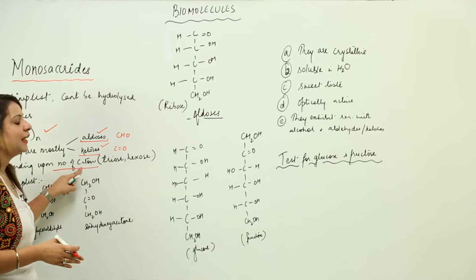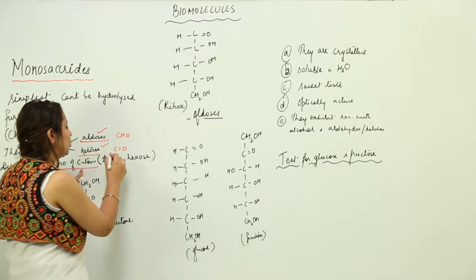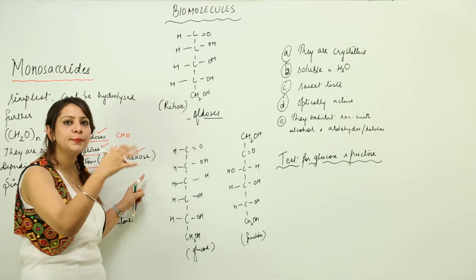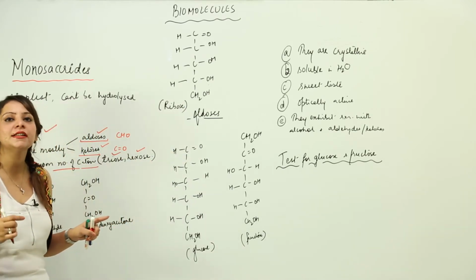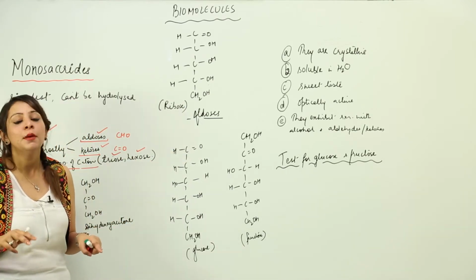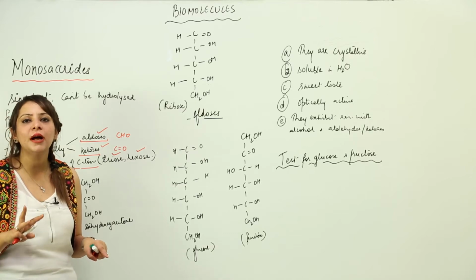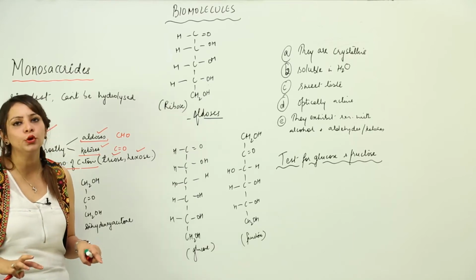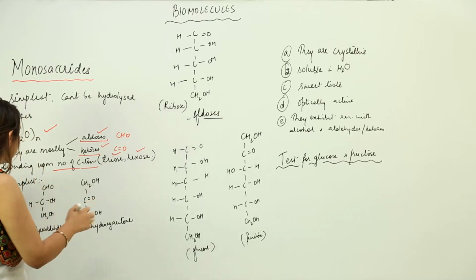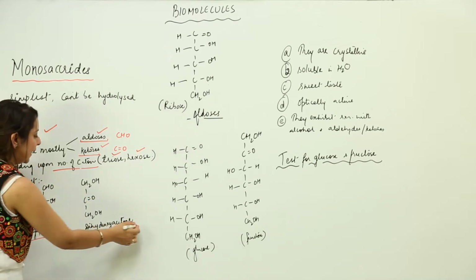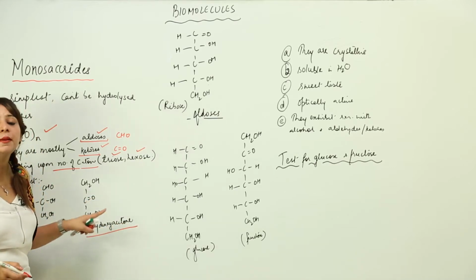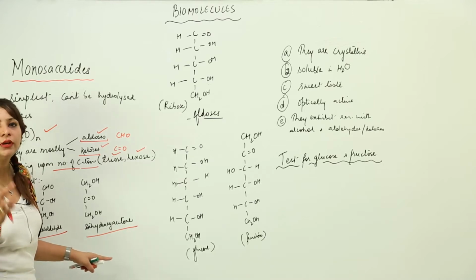Depending upon that, we name them as triose, tetrose, pentose, hexose, heptose, depending upon how many carbon atoms are present in it. But as I told you, the minimum number of carbon atoms present in the simplest monosaccharide is 3, that is glyceraldehyde and dihydroxyacetone. They are the simplest sugars, containing 3 carbon atoms.